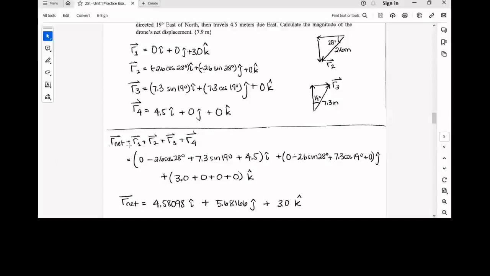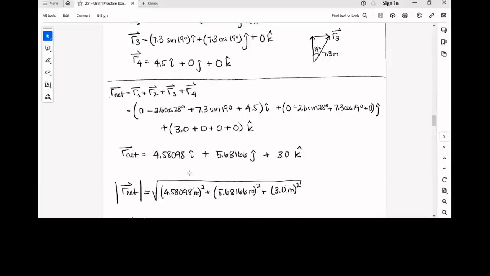I can take the sum of all of these, that's going to be r net. So I can just grab all of the i-hat components, 0 minus 2.6 cosine 28 degrees, plus 7.3 sine 19 degrees, plus 4.5. And I can do the same for the j-hat and the k-hat direction. And I'm just going to be adding zeros to that k-hat component that comes from R1. So I know I'm going to still have 3.0 k-hat at the end there. My unrounded net displacement vector components are shown here.